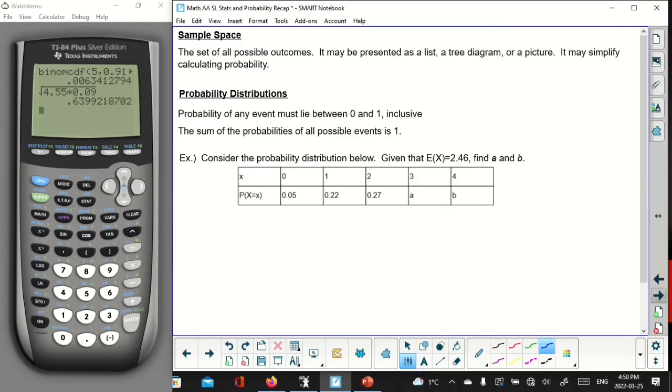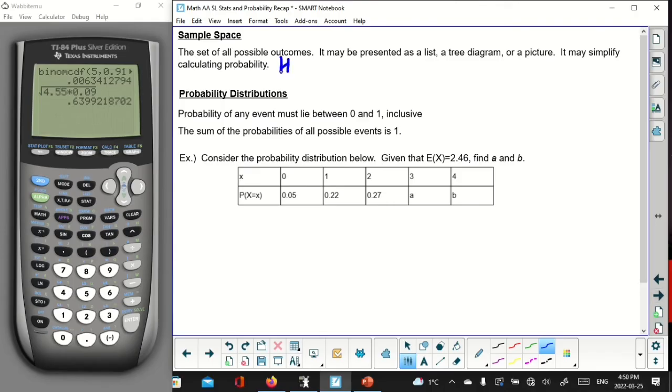Sample space is the set of all possible outcomes in a situation. It can be represented as a list, a tree diagram, or a picture. If you end up with a really difficult question that has a finite but kind of overwhelming number of possible outcomes, it can be helpful to just write them out. So I'll do an example with something that's fairly straightforward.